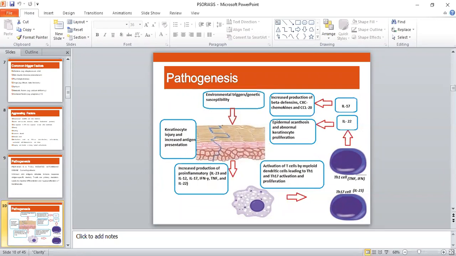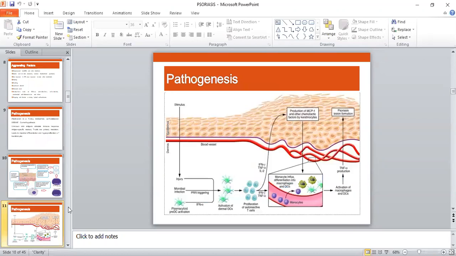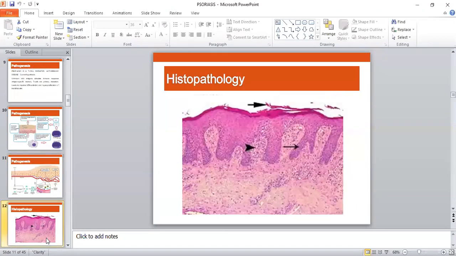This is important in the pathogenesis. You can see here this injury and this whole mechanism. Now we discuss the histopathology.